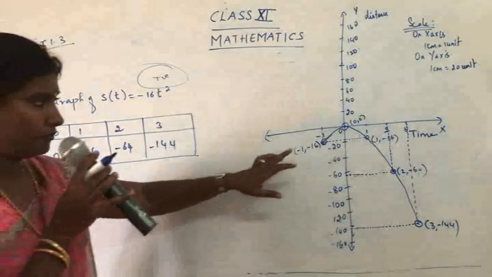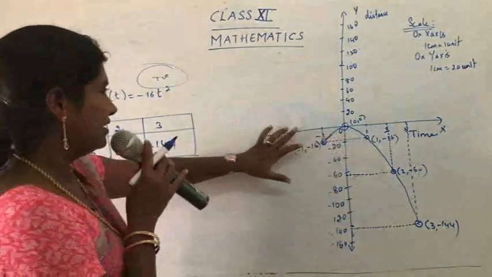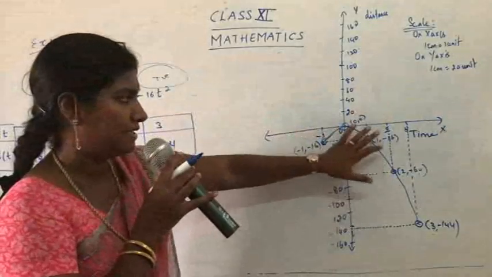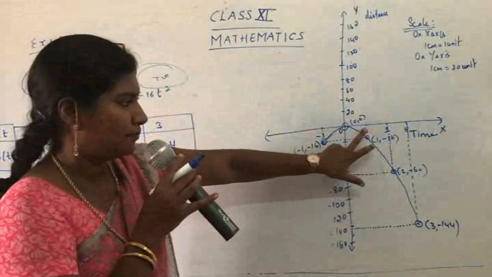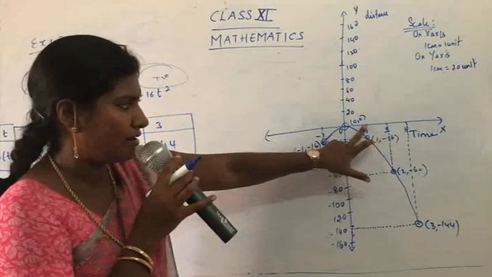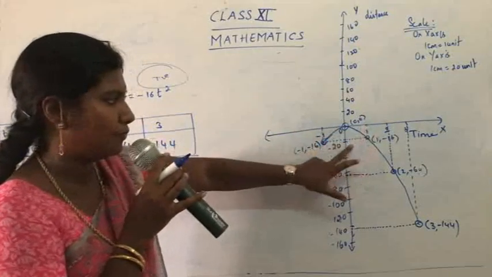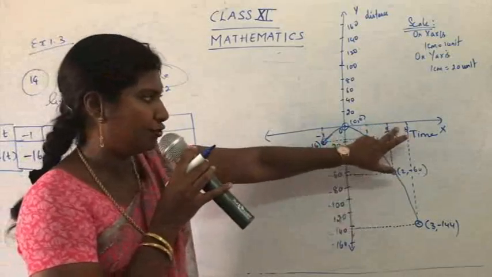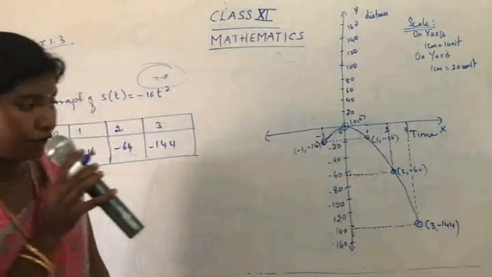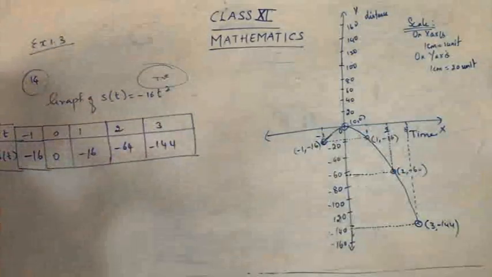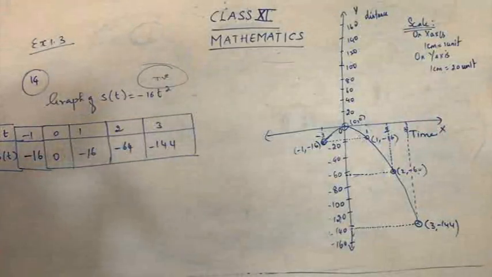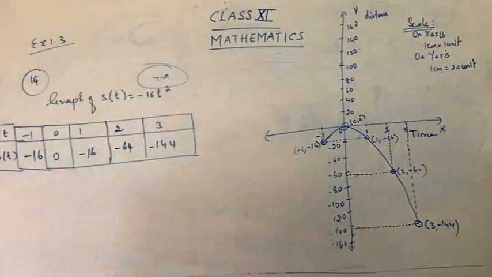So now see here, we have to start from the positive part only. The time will be taken from positive only. So for every input, suppose 1 is the input, what is the output? Minus 16. For 2 you have the output 64. For 3 you have the output minus 144. So every element in X has a corresponding output in Y. So the given function is one-one from the graph.